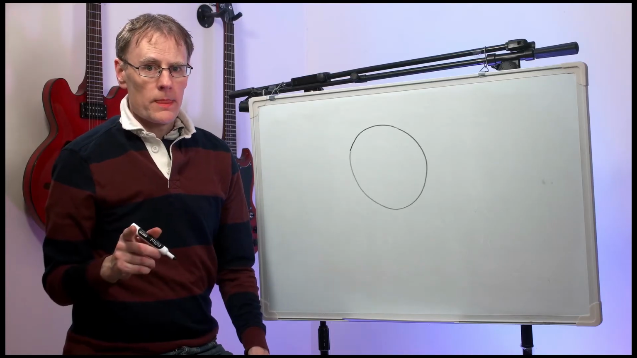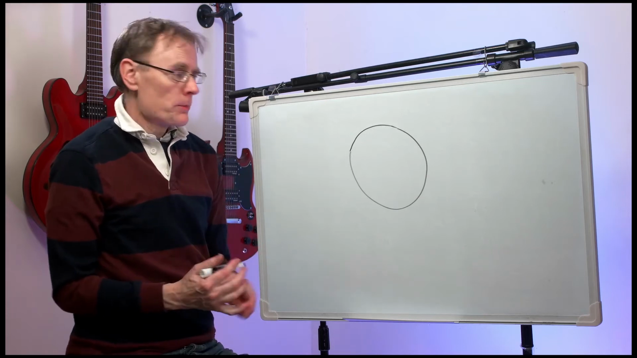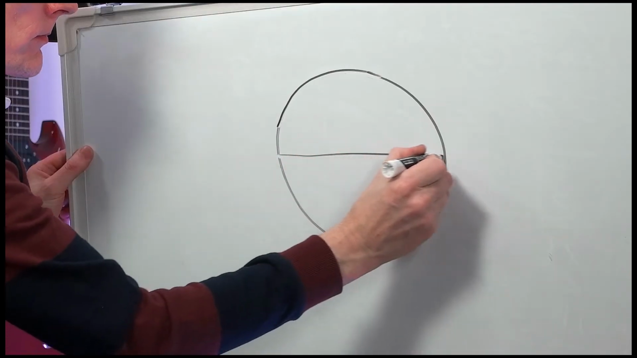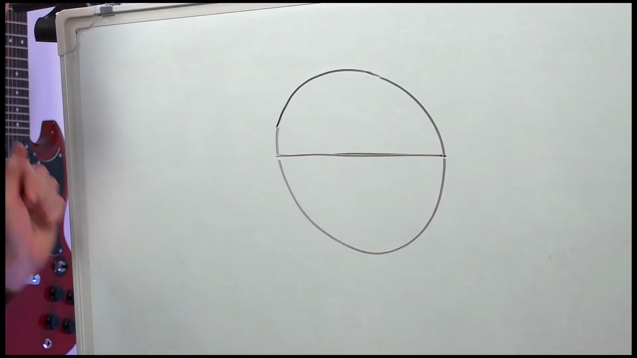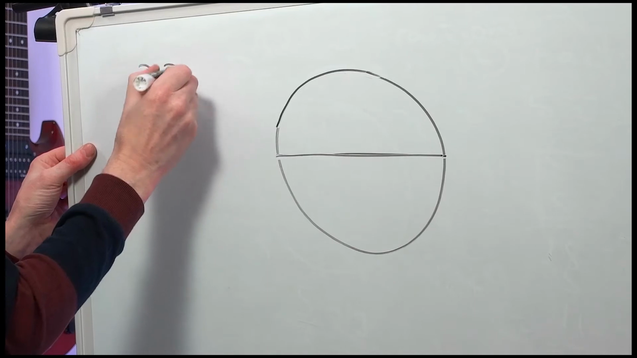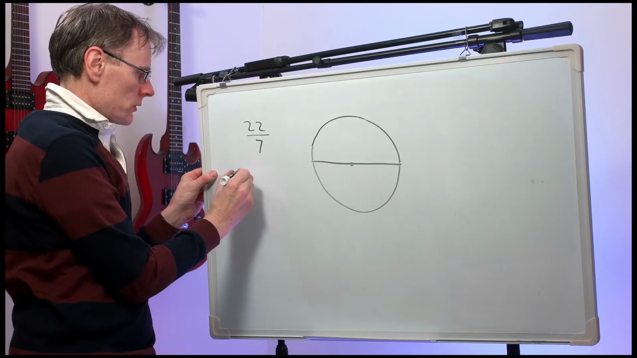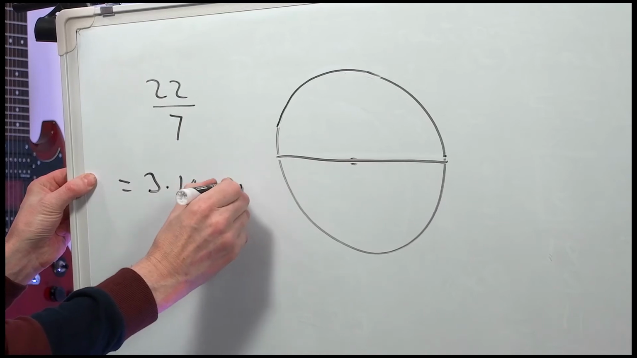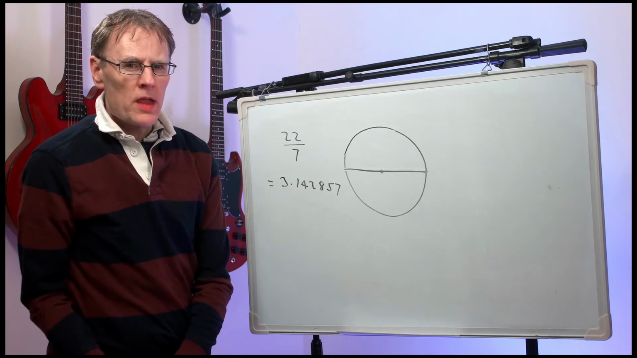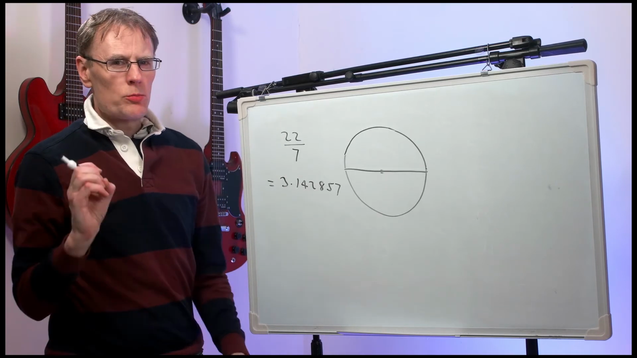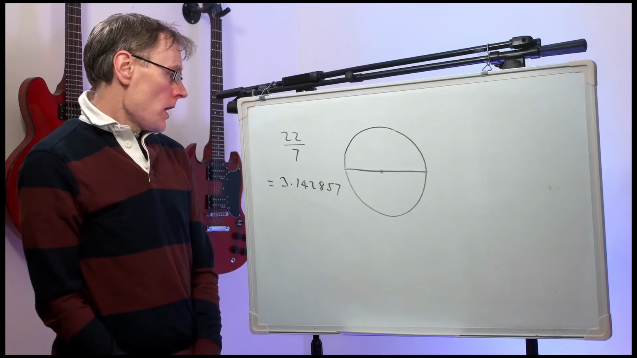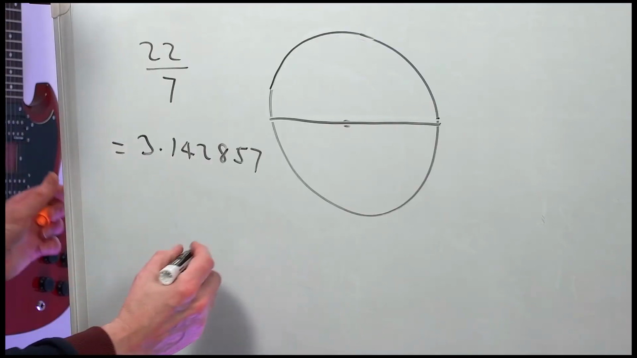Here's another circle. For thousands of years, people tried to work out how many times greater the circumference was than the diameter. Going back to ancient times, the Greeks thought it was 3 1/7, 22 over 7, which is equal to 3.142857 recurring. But they weren't quite right. They liked fractions. They thought it should be a fraction. They thought it should be exact. They were pretty close.